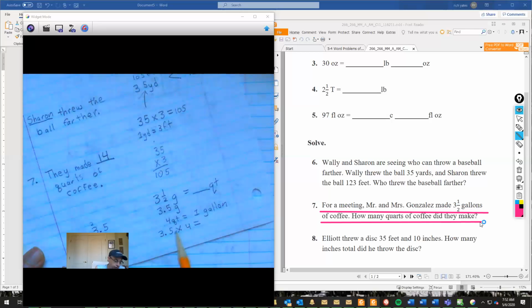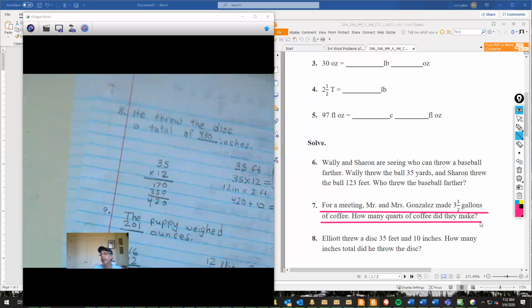Then I see 3.5 right here, so I want to turn that into a decimal, 3.5. That's easier to multiply. So I'm going to take 3.5 times 4 to get the number of quarts. I multiplied it here and I got 14 quarts. So the answer is they made 14 quarts of coffee. That's a lot of coffee.